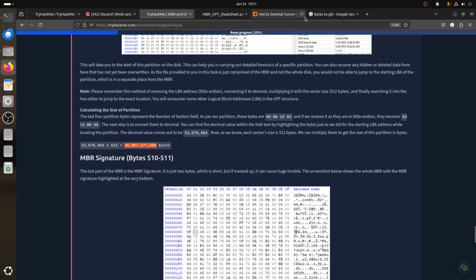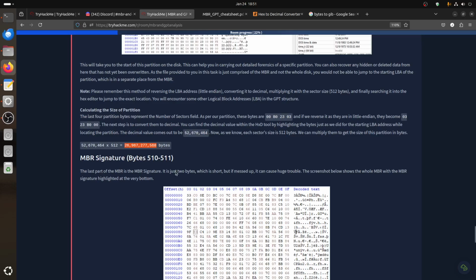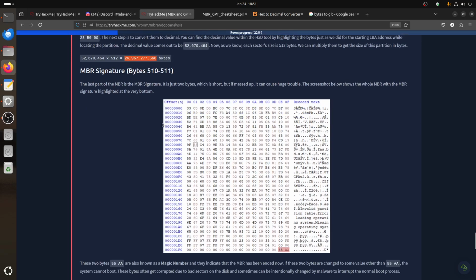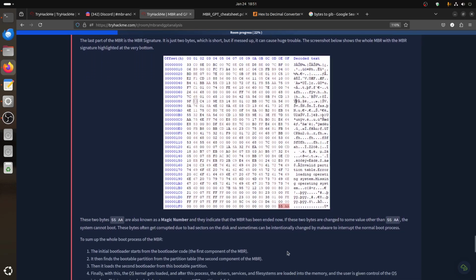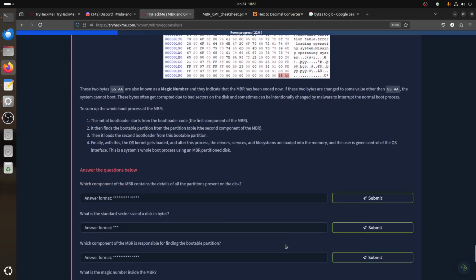You can go online, for example, just search on Google. You give it the bytes and it converts them to gigabytes for you. So in this case, it gave bytes. It didn't tell you how many gigabytes. Now the MBR signature is at byte 512. The last two bytes are the magic 55 and AA. That's how you know it is an MBR. I think, guys, I'm confusing you now. Let's practice, otherwise we just get more confused.